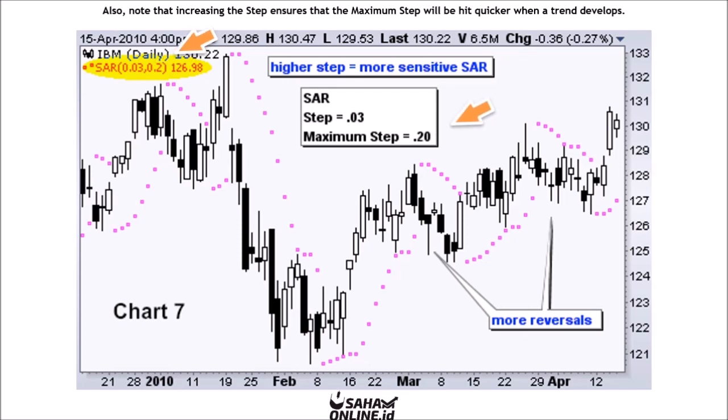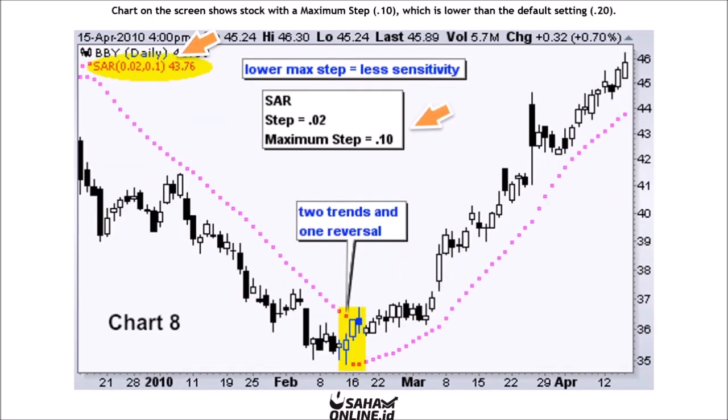a trend develops. Chart on the screen shows stock with a maximum step, 0.10, which is lower than the default setting, 0.20. This lower maximum step decreases the sensitivity of the indicator and produces fewer reversals. Notice how this setting caught a 2-month downtrend and a subsequent 2-month uptrend.